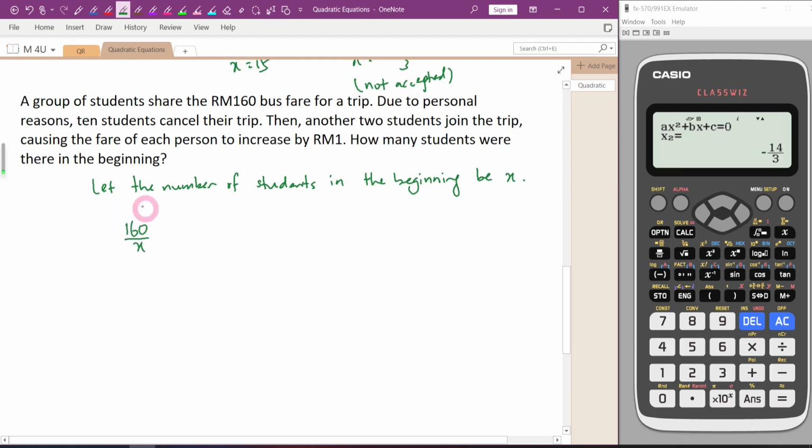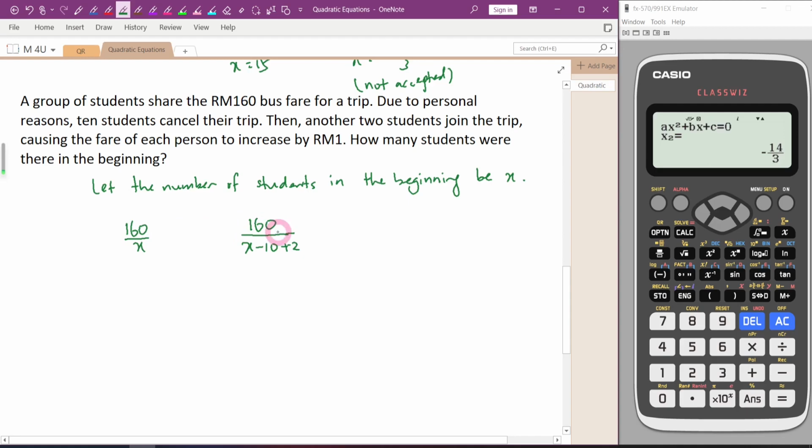Now this is the initial fare. So now, due to personal reasons, but still 160 ringgit, 10 students cancel their trip. So I have to take minus 10. Now there are 10 fewer students. But another 2 students join. So we have to add back 2 students. This is the new number of students going on the trip. So this is the fee that needs to be paid by each student.